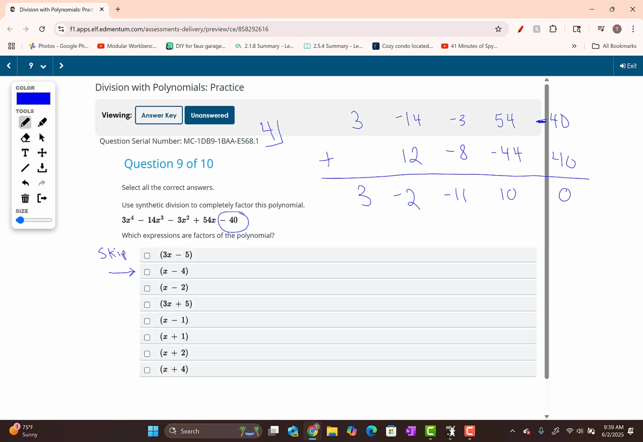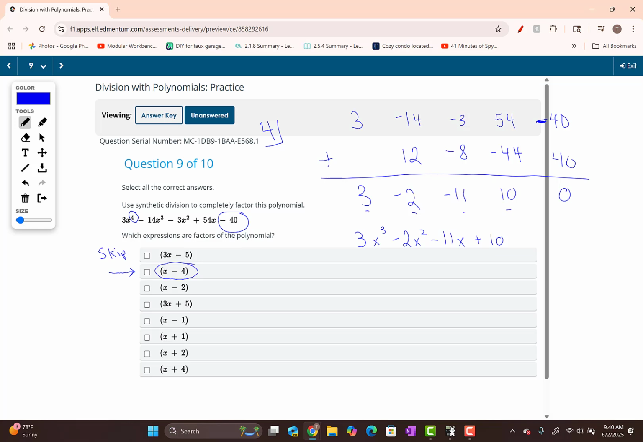So this indeed works. This is one of our answers because it is a factor by definition. When we do the division process, we do not get a remainder. In fact, what we get are the coefficients 3, -2, -11, 10. So those are the coefficients for our new polynomial, which is 3x to the third. Notice we just dropped down an exponent from the original x to the fourth. So the 3 goes with the x to the third. The -2 goes with an x squared. It's just one exponent less. -11 goes with just a regular x to the first. And then the +10, we're just going to tack that on at the end.